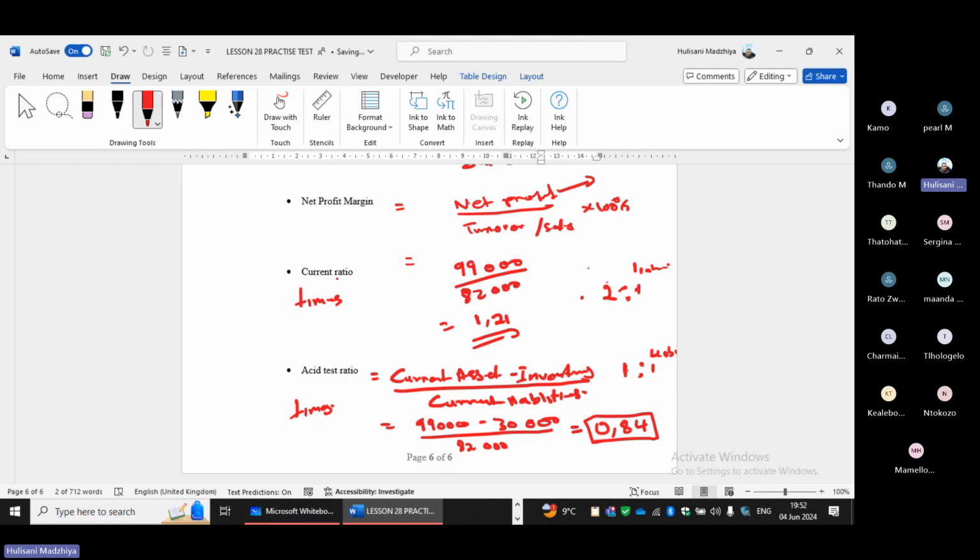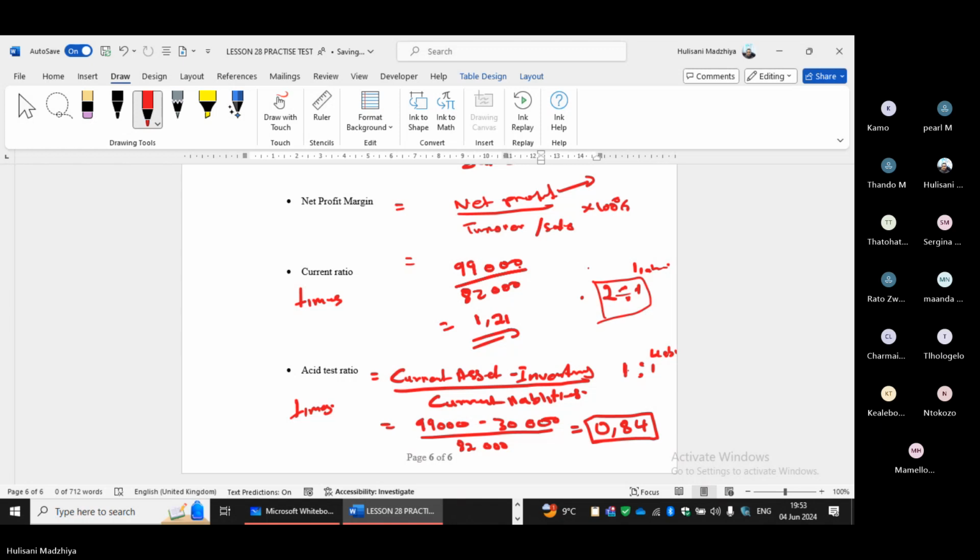So on the current ratio, it's current assets divided by current liabilities. It's supposed to be over 2:1. This is the norm. Even though it's above 1:1, the first thing that you can comment, if you are required to comment, is to say that the company has enough assets to cover the current liabilities because the ratio is over 1. So this means that we do have enough current assets to cover current liabilities.